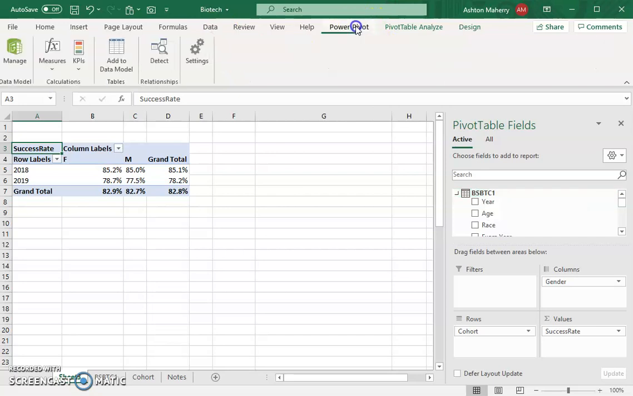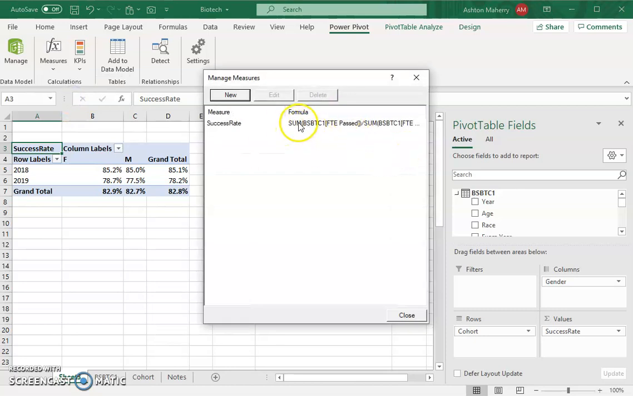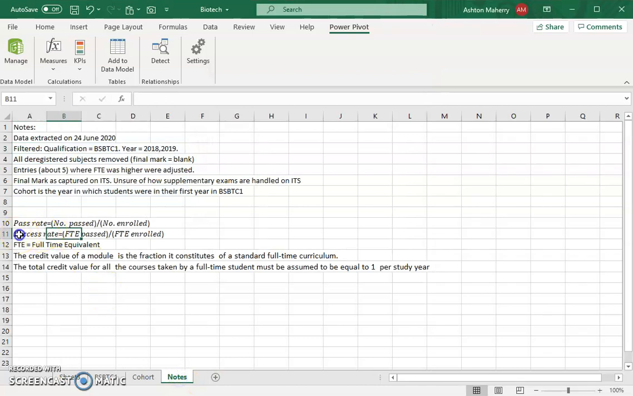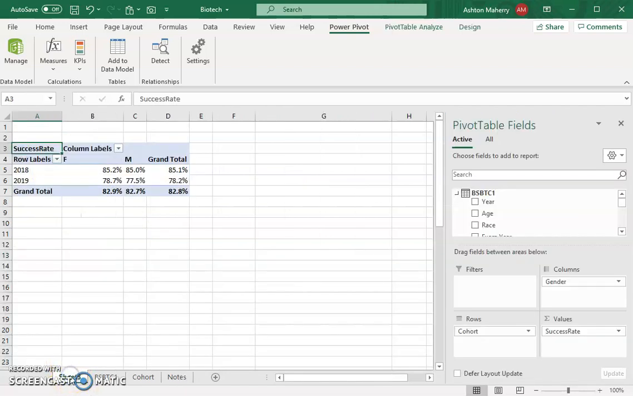If I wanted to go and have a look at that, I would go have a look at the power pivot. There's my measures, and I'm going to have a look. So we said it was the sum of the FTEs passed divided by the sum of the FTEs enrolled. Why? Because over there it tells us what the success rate is. FTEs passed, FTEs enrolled. And again, the full-time equivalents take into account the credit value of the module as a fraction.